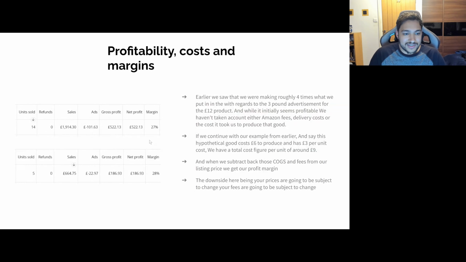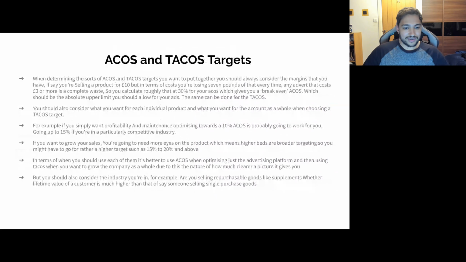So, like I said earlier, when determining the sorts of ACoS and TACoS targets you put together, you should always consider your margins that we went over a little while ago. Say you're selling a £10 product, but you're losing £7 every time; any advert that costs you more than £3 is a complete waste. So you calculate roughly 30%, that's going to be your ACoS at which effectively you're making no money on the product. That's your break-even ACoS, which is quite often given as an upper limit to allow for your ads.